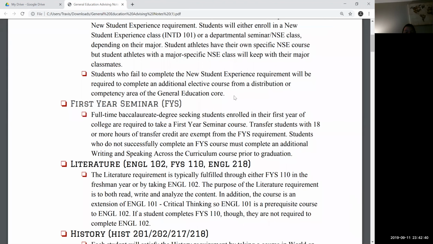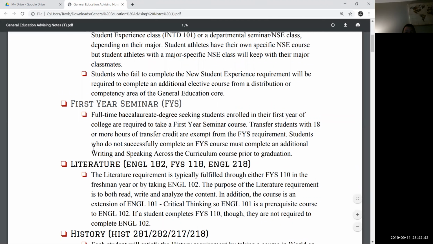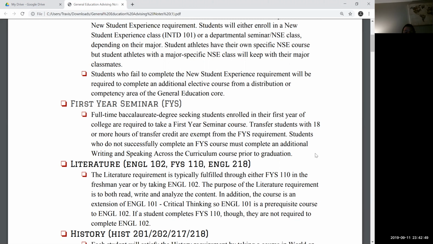If you don't do an FYS, you have to actually do another writing and speaking across the curriculum course prior to graduation. We'll talk about that category at the end, but basically, if you haven't done an FYS, you need to do one next semester, semester 2. If you are past freshman year, you can no longer take an FYS. It's only available in that freshman year.